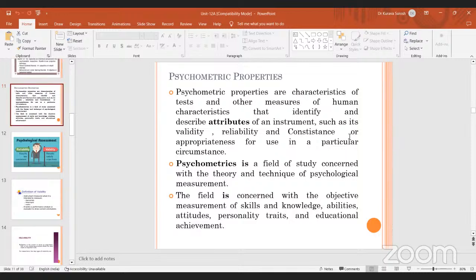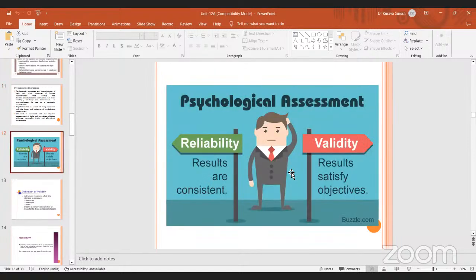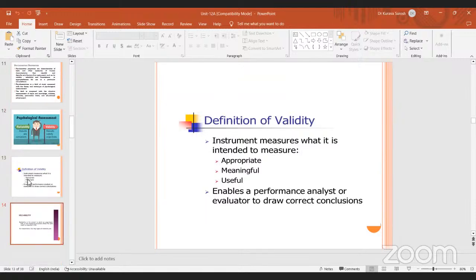Psychometric properties. Psychometric properties are characteristics of the test and measures of these. Psychological assessment: reliability, validity, results are the consistent satisfaction of objectives. Okay. What is the definition?